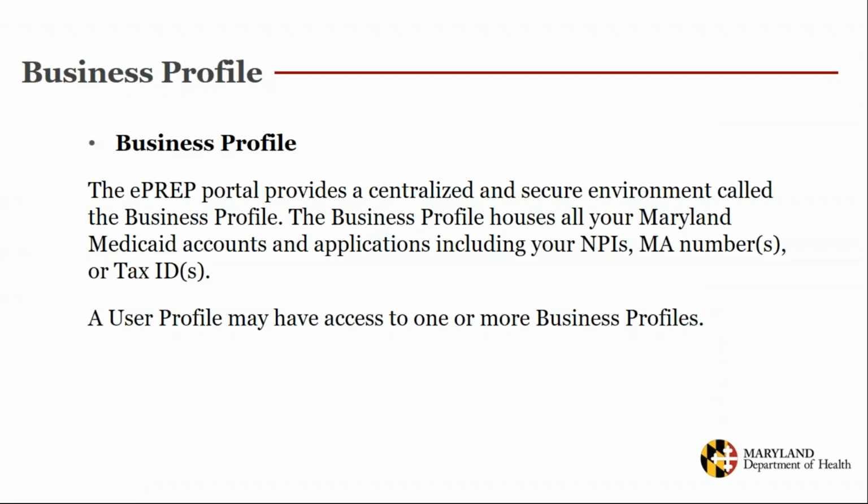The ePREP portal provides a centralized and secure environment called the Business Profile. The Business Profile houses all your Maryland Medicaid accounts and applications, including your NPIs, MA numbers, or tax IDs. It equally has information like your service address, your pay to address, and all that information, like I said earlier, that you provided for Medicaid can be accessed under your business profile. And every user or every profile may have access to one or more business profiles.